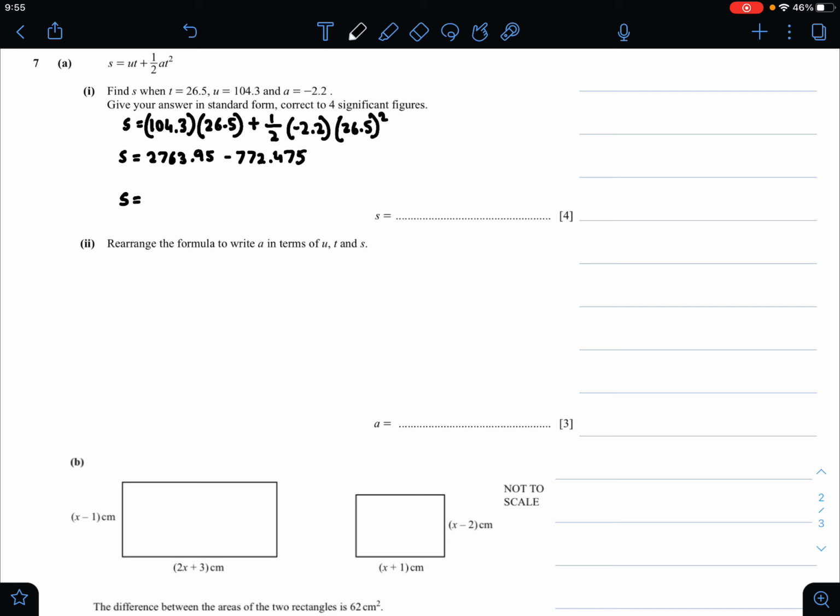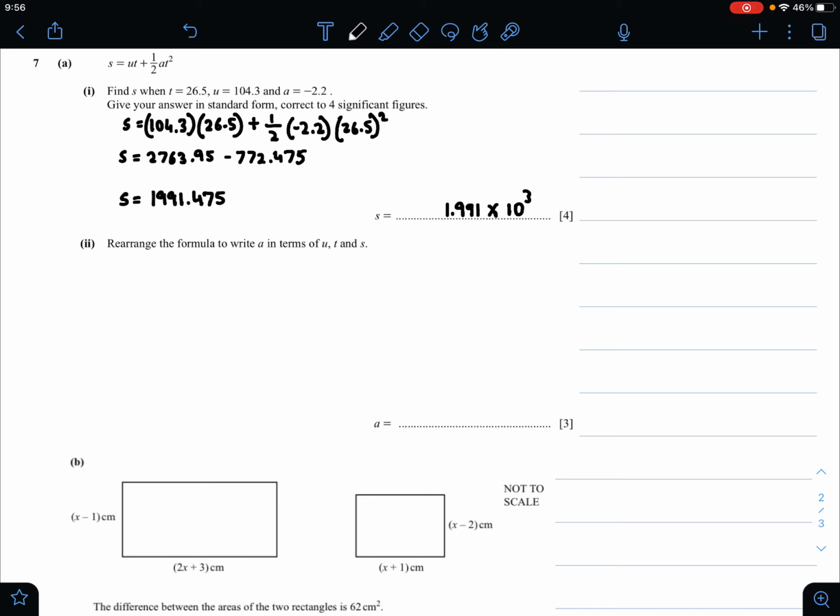2763.95 minus 772.475, which would be equal to 1991.475. And since they are asking us to give our answer in standard form, instead of writing 1.9, we can write 1.991 multiplied by 10 to the power 3.